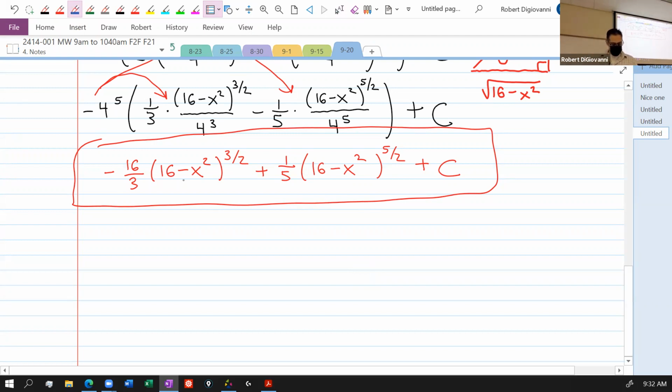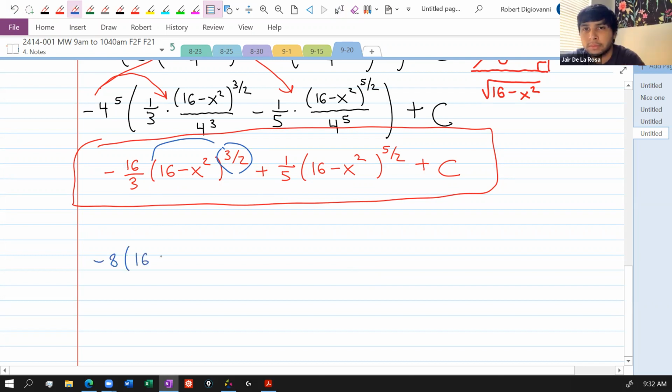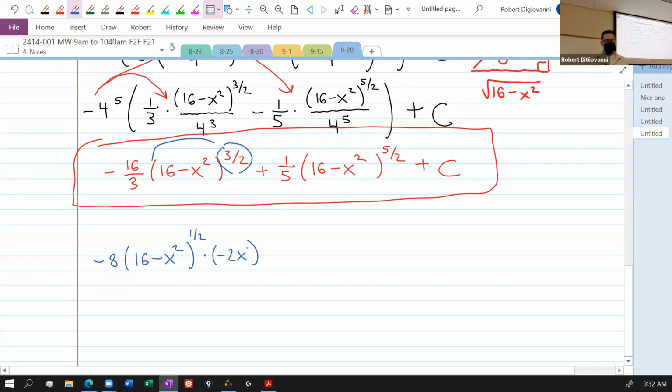You take the derivative of the first part, so I'm doing the chain rule. The 3/2 is going to come out in front. What happens when I do that? What am I left with when I multiply 3/2 times -16/3? -8, right? And then we'll have 16 minus x squared. Now we subtract 1 from that, so raised to the 1/2, times the derivative of what's inside, which is -2x. Okay, that's the derivative of the first one, right?